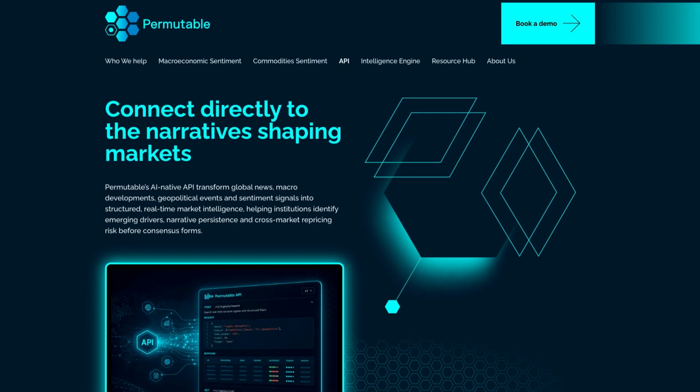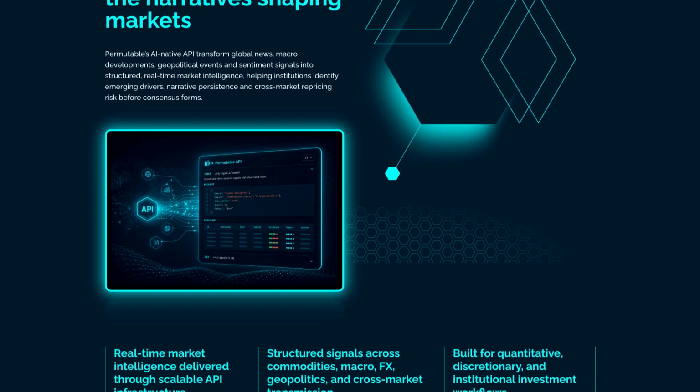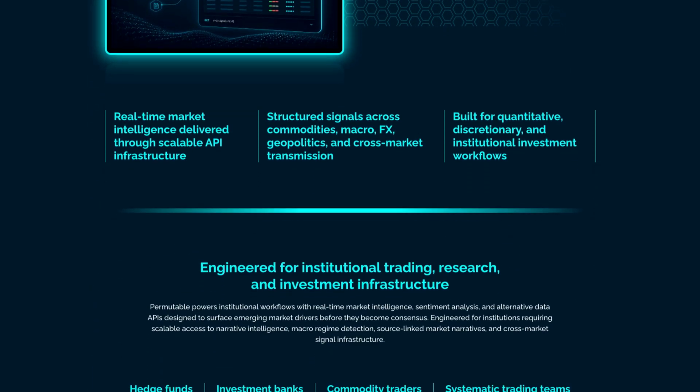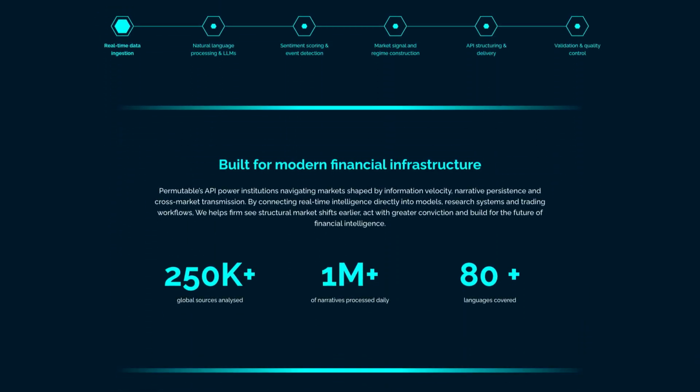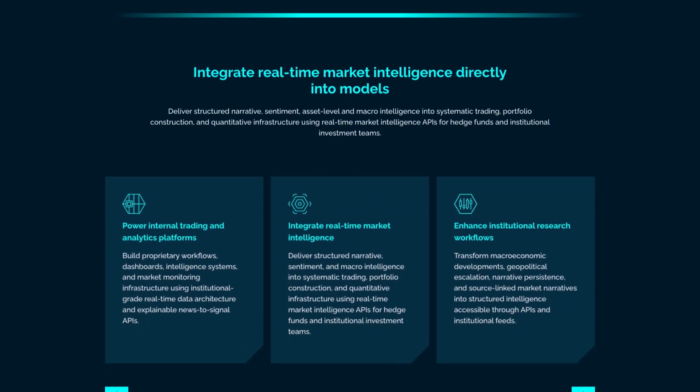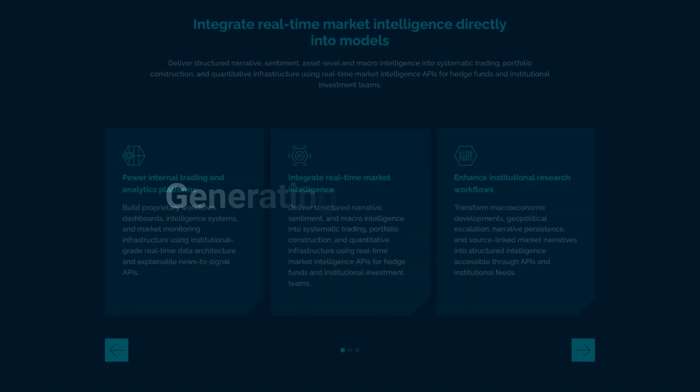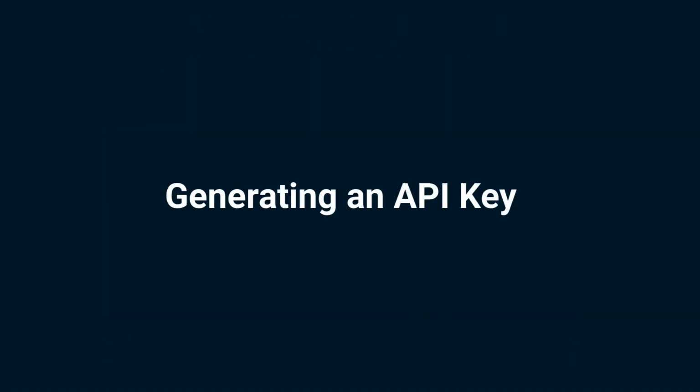Welcome to Permutable. In this quick walkthrough, we'll cover the essential steps to get started, from generating your API key and exploring datasets to accessing documentation and configuring your account. Let's begin. Generating an API key.